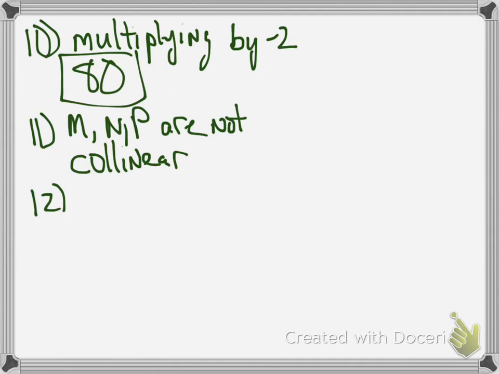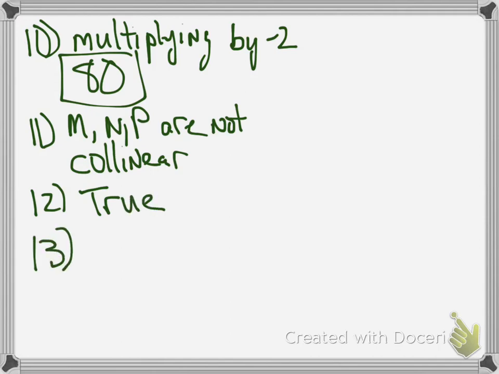What about number 12? What is the truth value of the following statement? The square root of 25 is greater than -5, or 3 is less than or equal to 3. Okay, so the square root of 25 can be 5, so that means it can be greater than -5. And then 3 can be equal to itself, so this one is true.